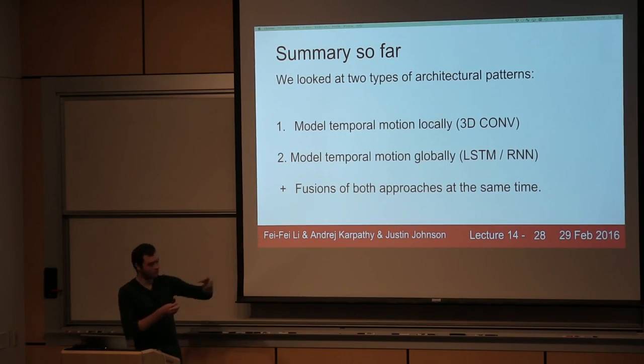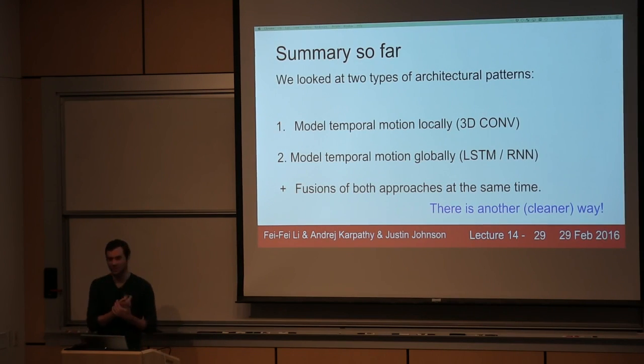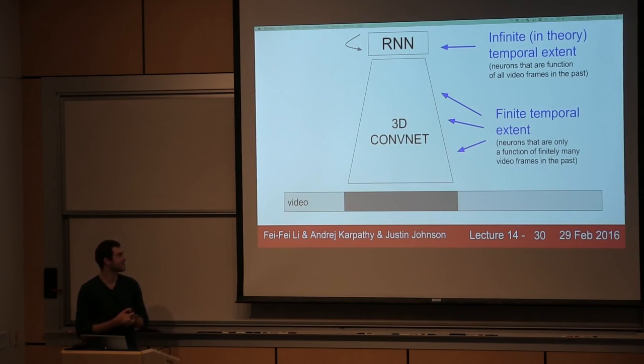Modeling local motion, which, for example, we extend 3D conv where we use optical flow, or more global motion where we have LSTM that string together sequences of many time steps, or fusions of the two. Now, actually, I'd like to make the point that there's another cleaner, very nice, interesting idea that I saw in the recent paper, and that I like much more. And so here's basically the rough picture of what things look like right now.